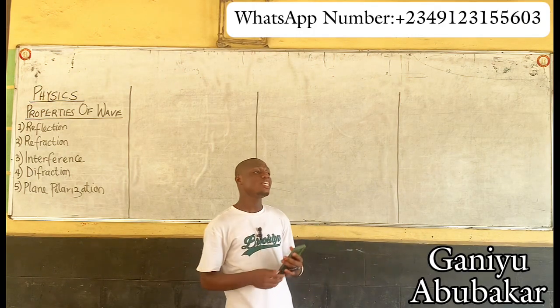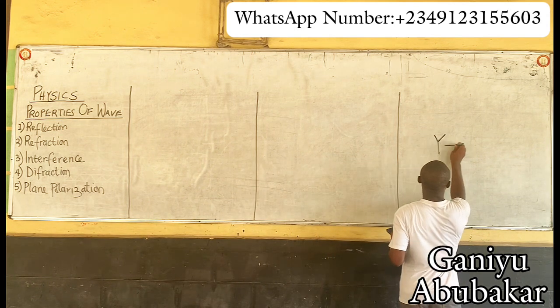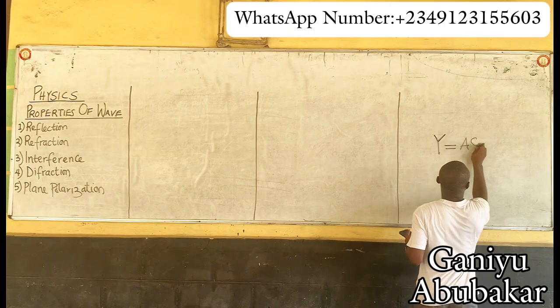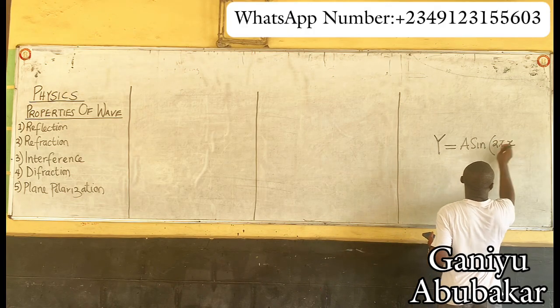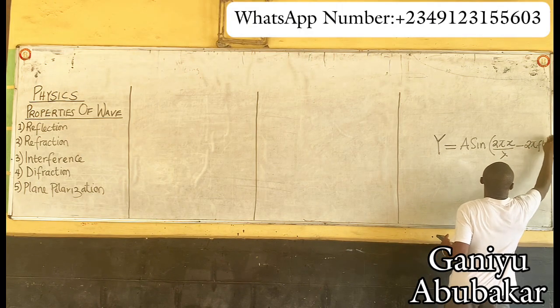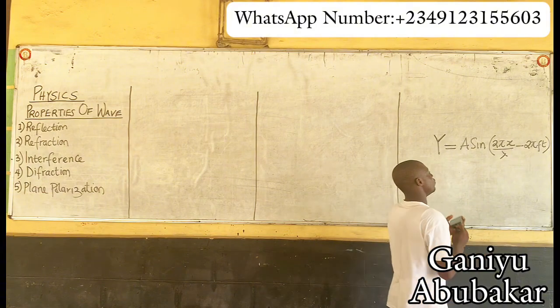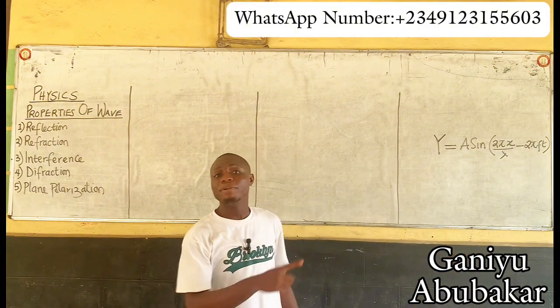We also looked at the equation of a wave, where y is equal to a sine of 2 pi x over lambda minus 2 pi ft. This is called the equation of a wave. We dealt with this in our last class and solved several examples based on it.